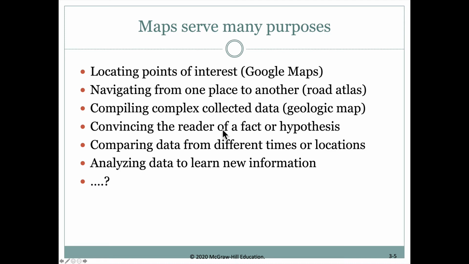Sometimes you're just trying to convince a reader of something, such as there's a high population density in certain areas, and in that way you can highlight that on a map. You can also compare different times or different locations by making one map or more than one map. And you can analyze data to learn new information or any number of other purposes you might have for the map that you're making.